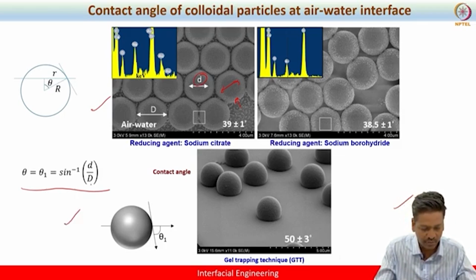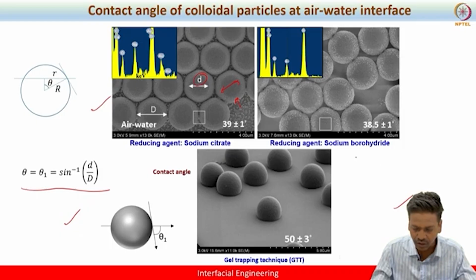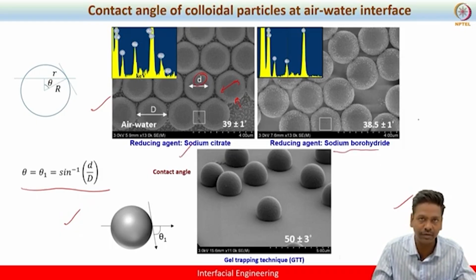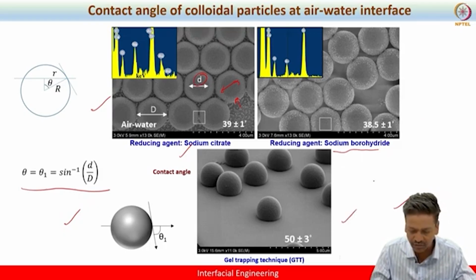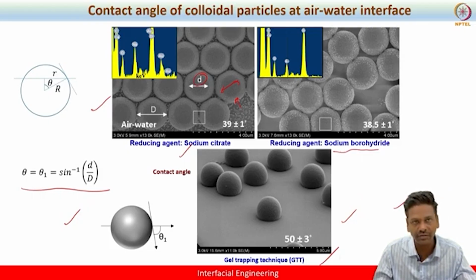In this way you can measure the theta for hydrophilic particles, for which theta is less than 90 degrees. You can also use a different reducing agent, but one can prefer sodium borohydride because this measurement can be done at room temperature. We also compared this method with the gel trapping technique. Although there is some fluctuation, there is a good amount of agreement between these measurements, right?